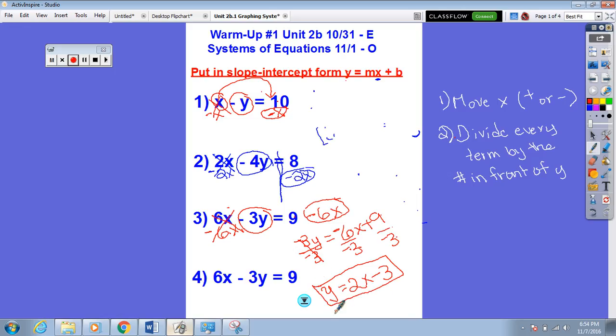I'm ready to graph. M is equal to 2, and since we need the slope to be a fraction to graph, I will put a 1 underneath it. B is equal to negative 3. So when I graph, I'll start with negative 3 and I'll rise 2 and run 1 in order to graph my new point from B.